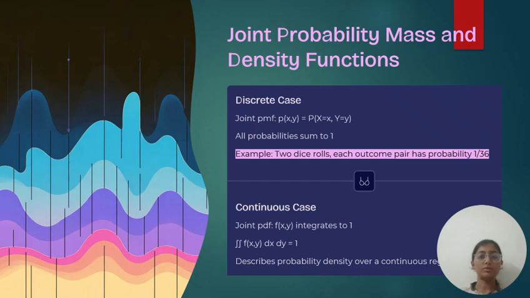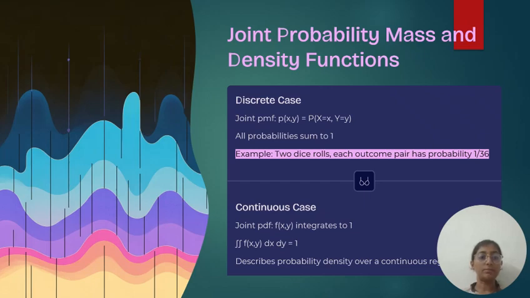What do you mean by joint probability mass and density functions? A joint PMF P_X,Y of x, y gives the probability that discrete random variables X and Y both take on specific values simultaneously. To be a valid PMF, all probabilities must be non-negative and the sum over all possible pairs must equal 1. The joint PMF fully describes the probabilistic behavior of the random vector X, Y for discrete distributions.